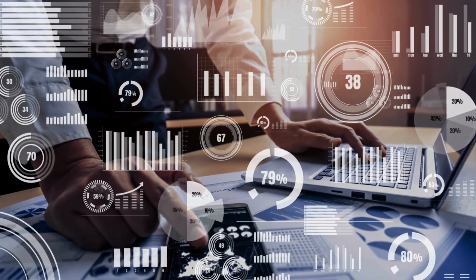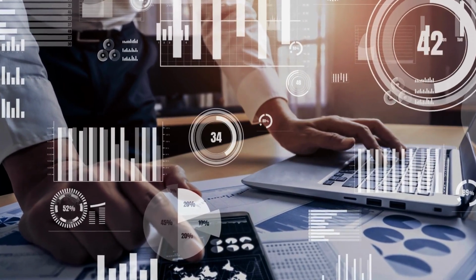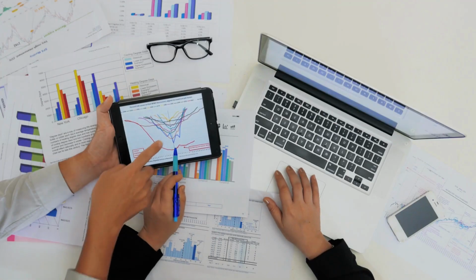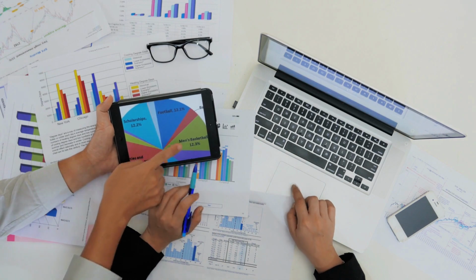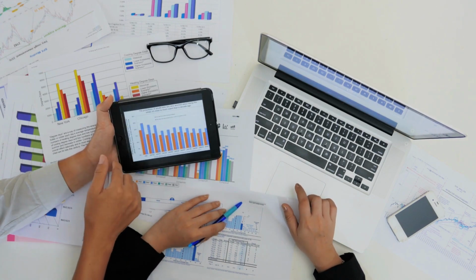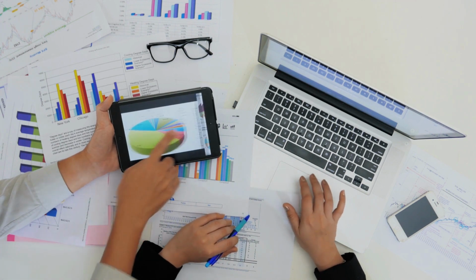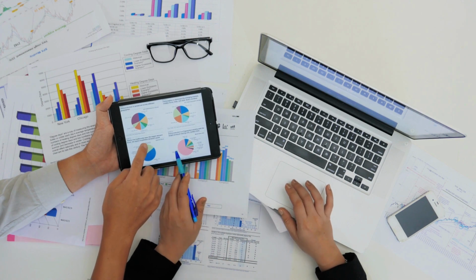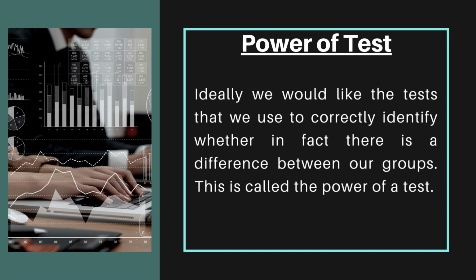Another very fundamental concept associated with determining the difference between the means of two samples is the power of the test. Power of the test means whatever value of t or f or different types of r, z we are getting, what is the actual strength or power of those values. With the help of different types of tests, we can come to a level where we are in a position to talk about the actual strength of the relationship among the variables. Ideally, we would like a test that we use to correctly identify whether in fact there is a difference between our groups. That is called the power of the test.